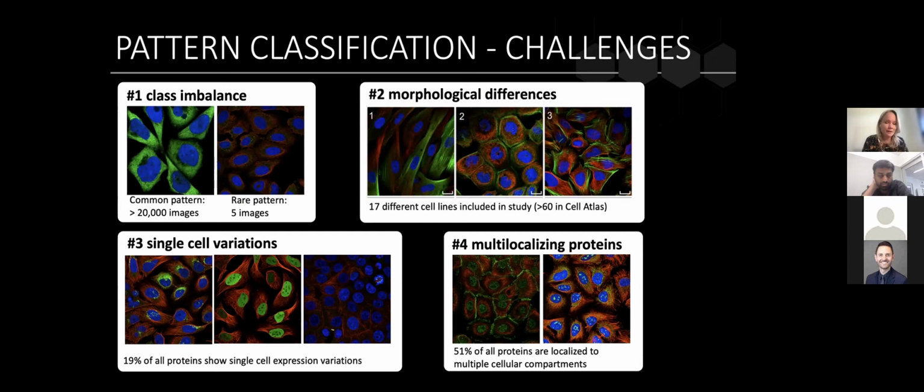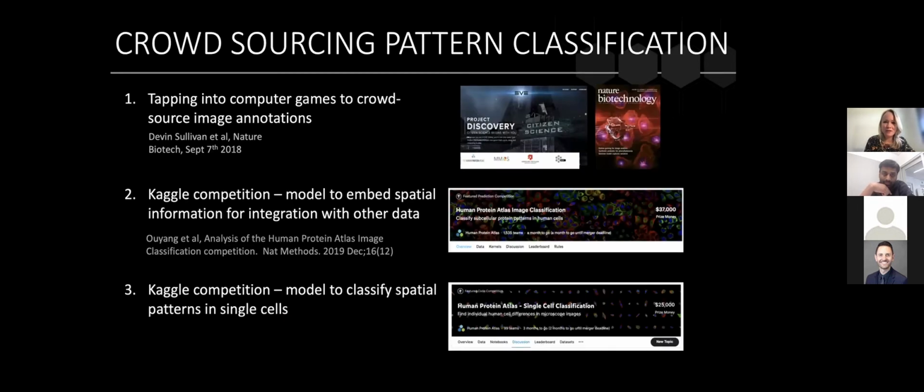And since I'm working with the Human Protein Atlas project, we tend to do things to engage our users. And over the years, we've done several different crowdsourced efforts to improve pattern classification schemes. First, we did a citizen science project where we tapped into a computer game and had 300,000 gamers help us. And then we've hosted 2 Kaggle competitions. The first one was basically to beat the gamers: develop machine learning models to classify the patterns that you see in a full image.